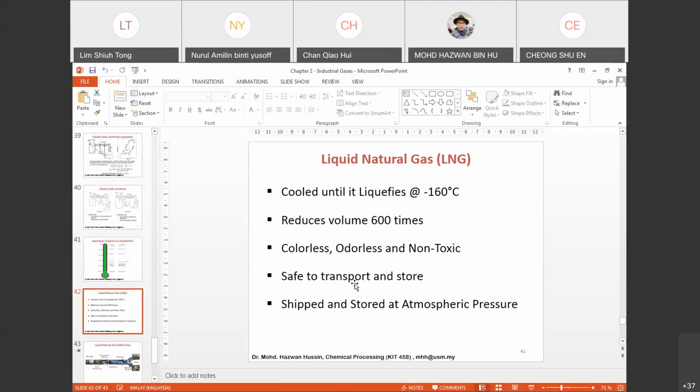Liquid natural gas is colorless and odorless, and is also known as non-toxic. It is safe to transport and store, and normally shipped and stored at atmospheric pressure.